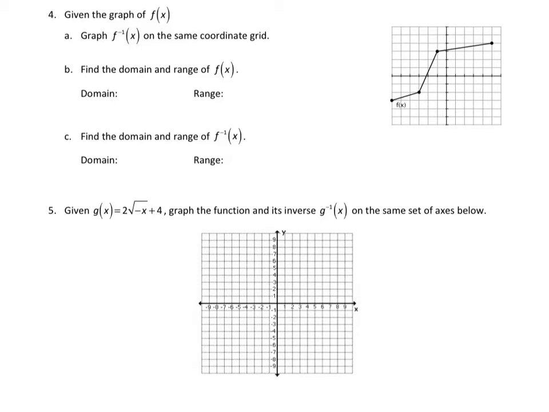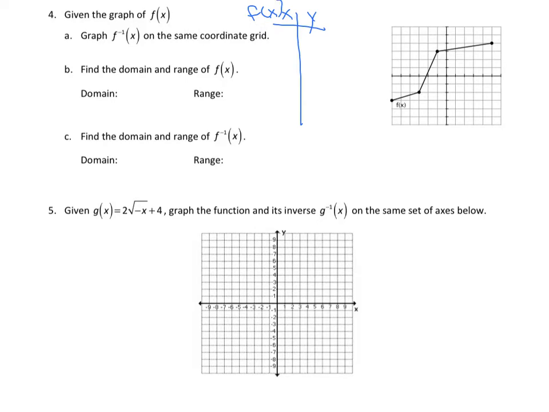In the next example, we are going to graph the inverse of a function. We're given a graph f of x, and we want to graph its inverse on the same coordinate grid. Notice that this function is one-to-one. A horizontal line would not touch it more than once, so it will have an inverse. And to find or graph its inverse, we're going to switch the x and y values of the points. So I'm going to make a table for the points on this graph. So this is a table of values for f of x.